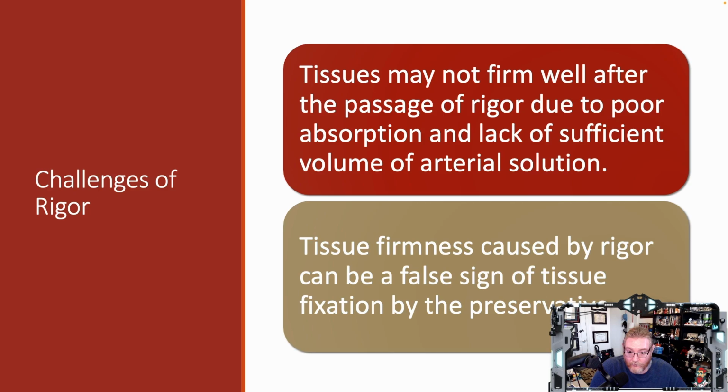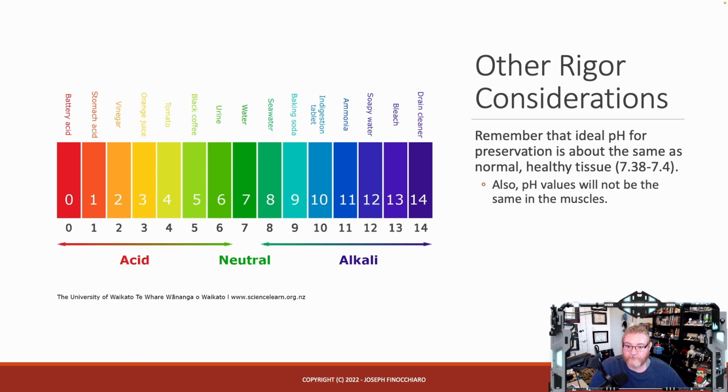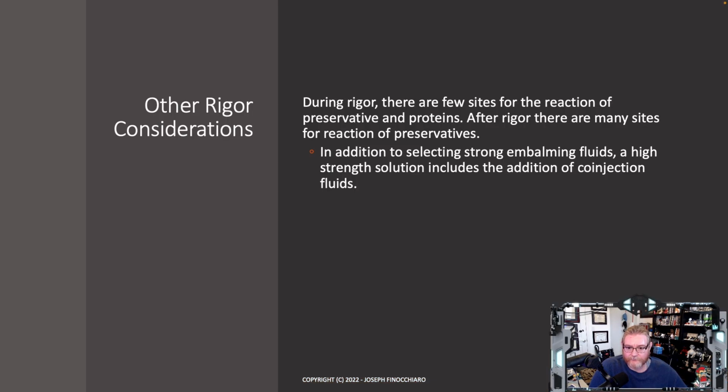Tissues may not firm well after the passage of rigor due to poor absorption and lack of sufficient volume of arterial solution. Tissue firmness caused by rigor can be a false sign of tissue fixation by the preservative. Remember that ideal pH for preservation is about the same as normal healthy tissue, 7.38 to 7.4 on the Sorensen scale. Also, pH values will not be the same in the muscles.